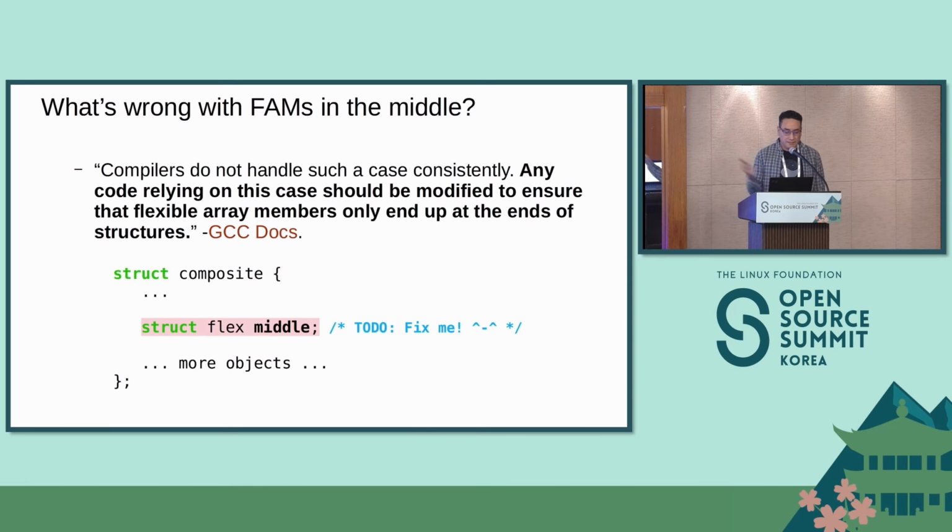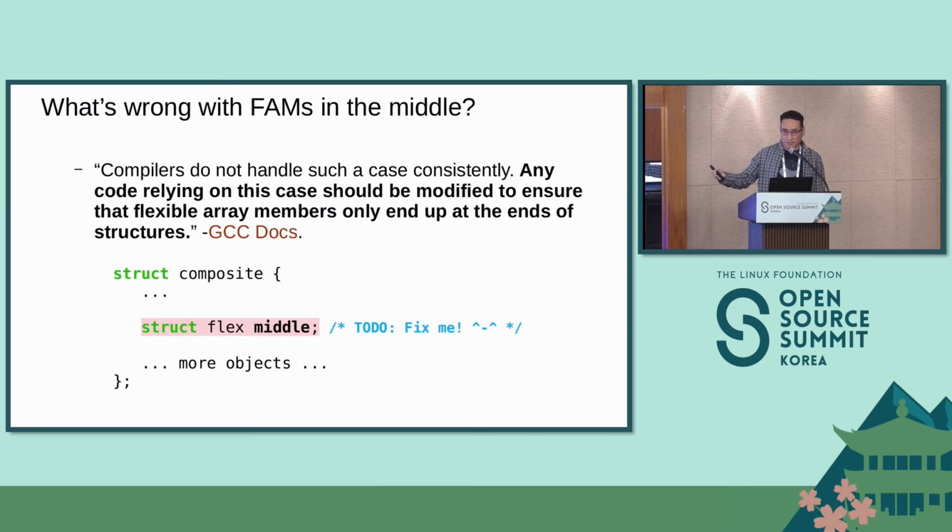Basically, this is what the compiler people, particularly the GCC people, say about this kind of code: compilers have issues when they try to determine the sizes of objects that contain it. We may remember that one of the requirements to use a flexible array member is that it should be the last member in any containing structure.